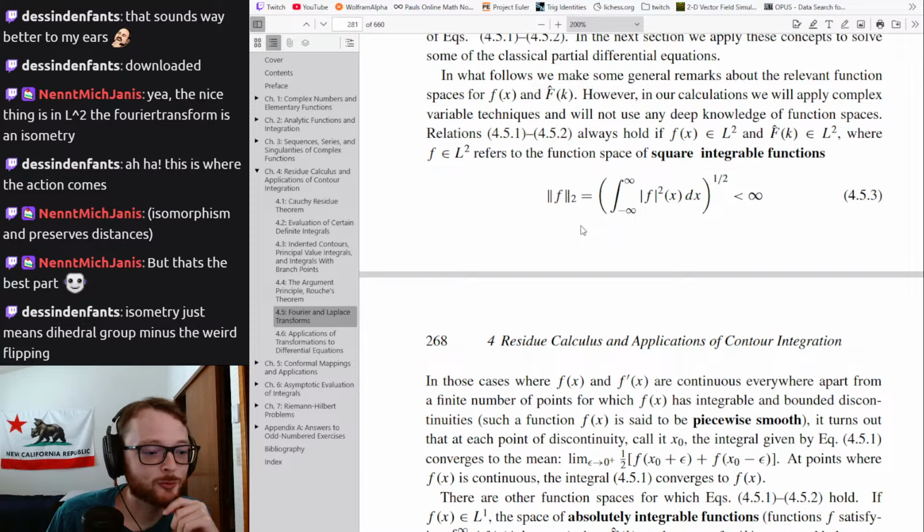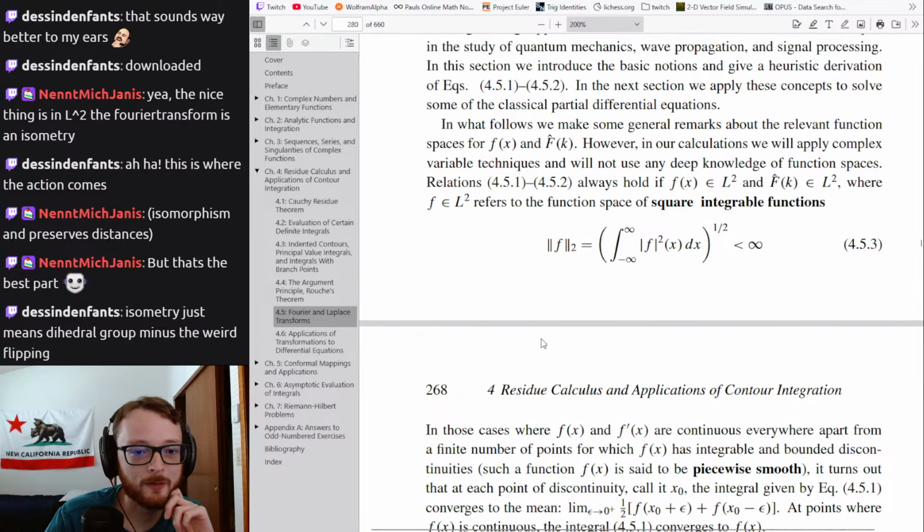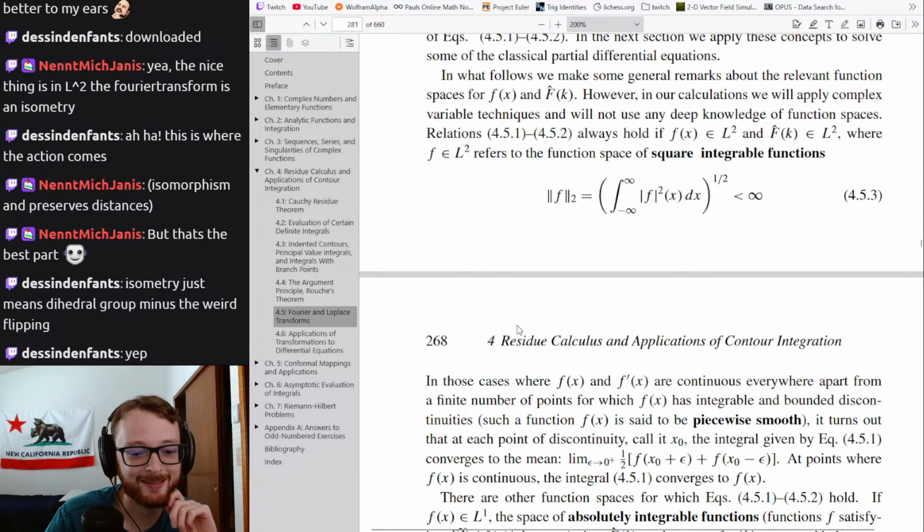Isometry just means dihedral group minus the weird flipping. Really? Oh, that's what it's isomorphic to? Okay. I don't truly understand that, but I can believe it.